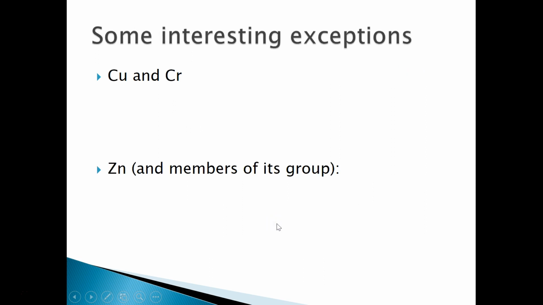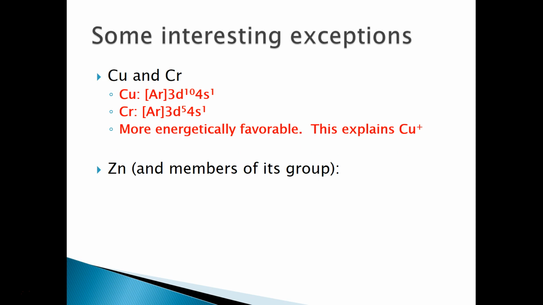All right, so there are a couple interesting exceptions that you're required to know. It's copper and chromium. So we see that copper has the full configuration of argon and then 10 electrons in the 3d and 1 in the 4s. And chromium has 5 in the 3d and 1 in the 4s. And the reason that happens is because it is more energetically favorable.